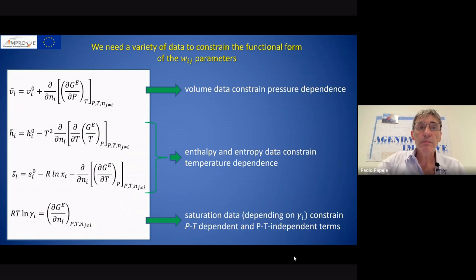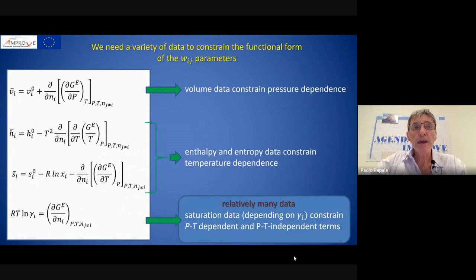As for today, we must unfortunately accept a largely suboptimal situation. We have, fortunately, relatively many data on volatile solubility and saturation, especially for water, followed by carbon dioxide, then by sulfur, and much less for other typical magmatic volatiles. That's particularly relevant because, at least in principle, solubility and saturation data can constrain the overall form of the excess Gibbs energy.